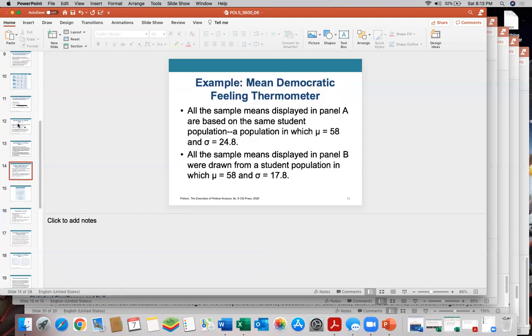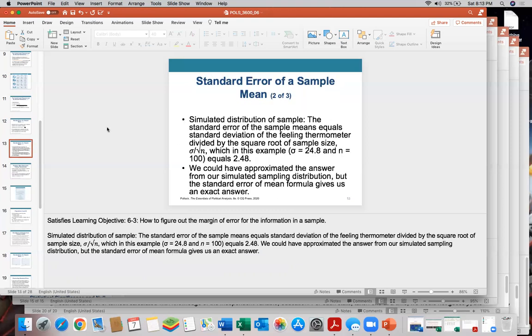Then let's see here. These were all just talking about, once again, I don't think this is something we're going to see a lot, the standard error of a sample mean. So sigma is equal to 24.8 and n equals 100. That's basically where you have sigma over the square root of n, where you would divide 24.8 by the square root of 100, and it equals 2.48. And that's going to be your standard error.